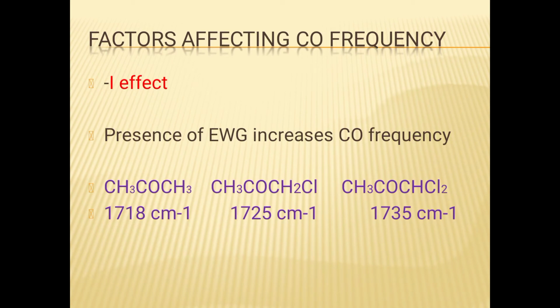But in the reverse case, that is the minus R effect, if you have an electron withdrawing group instead, your carbonyl frequency increases. So first, when you have just two electron donating groups, your frequency is 1718 centimeters inverse. Then you add one chlorine, that is an electron withdrawing group, and your frequency increases to 1725, and when you have two Cl groups, it increases to 1735. So what is a must to increase frequency is an electron withdrawing group.